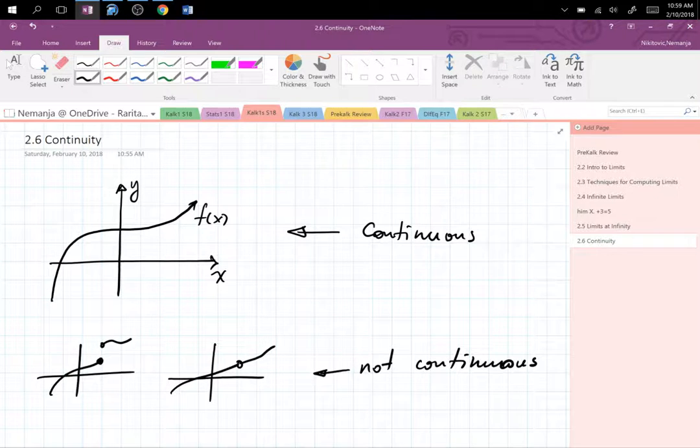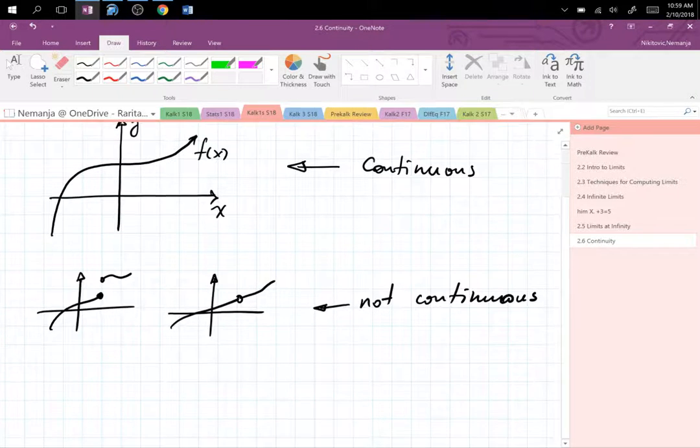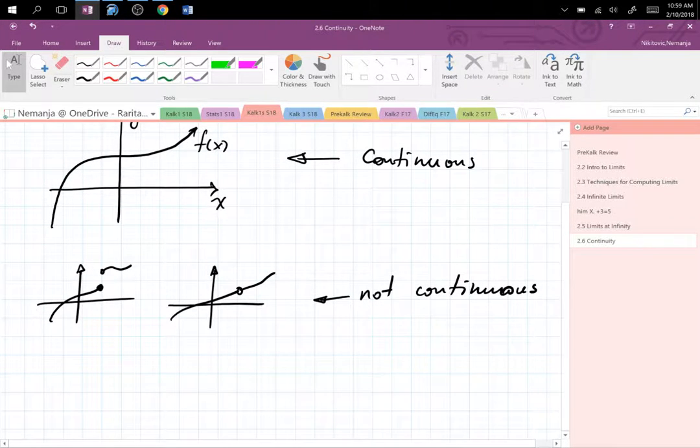But we would also like to have a mathematical definition for this, to see what mathematical definitions and theorems would help us to determine if something is continuous or not continuous without looking at graphs. Sometimes continuity in equations is important.